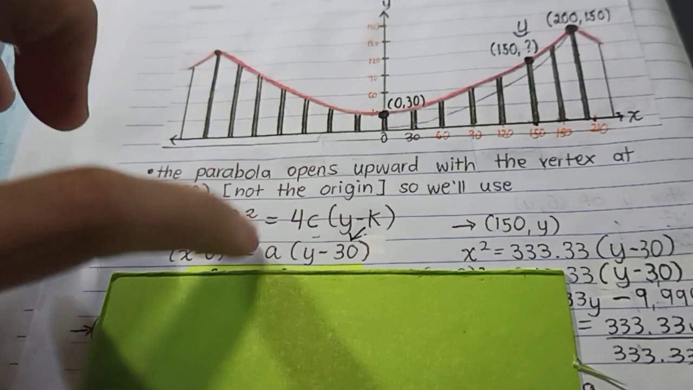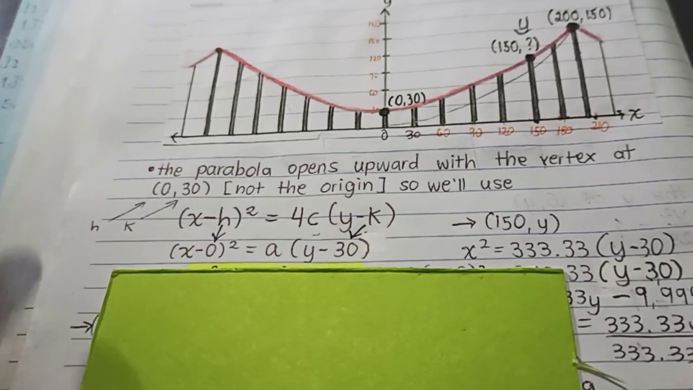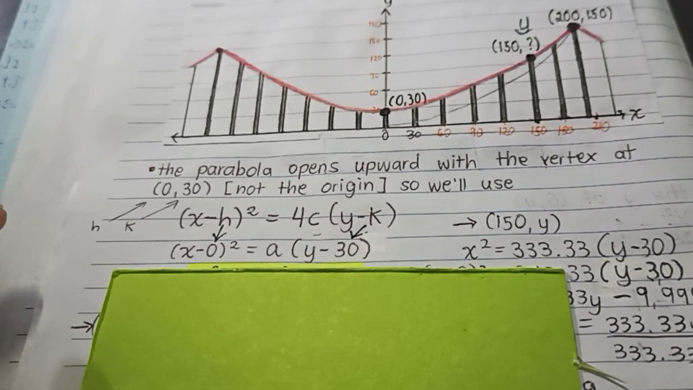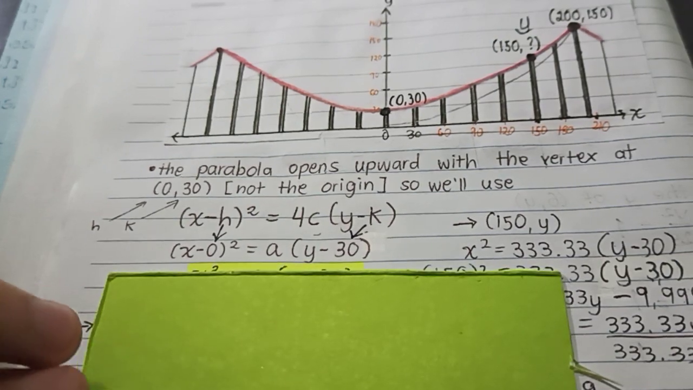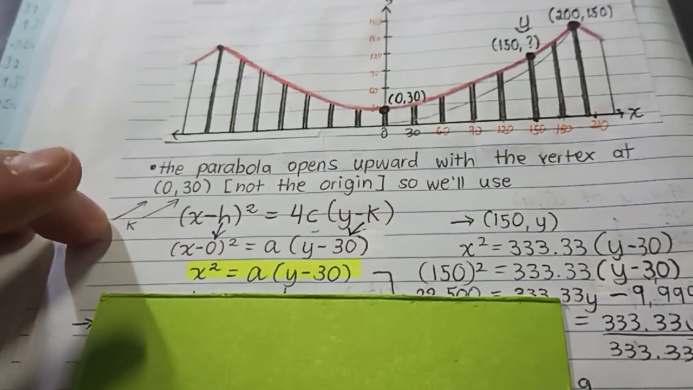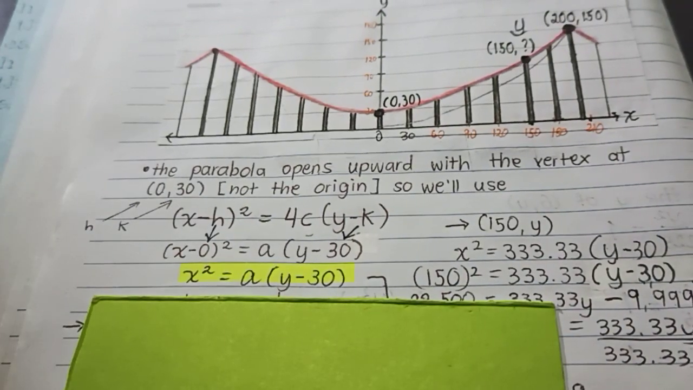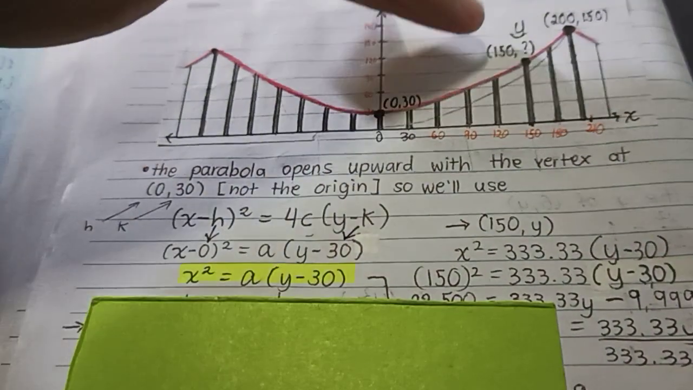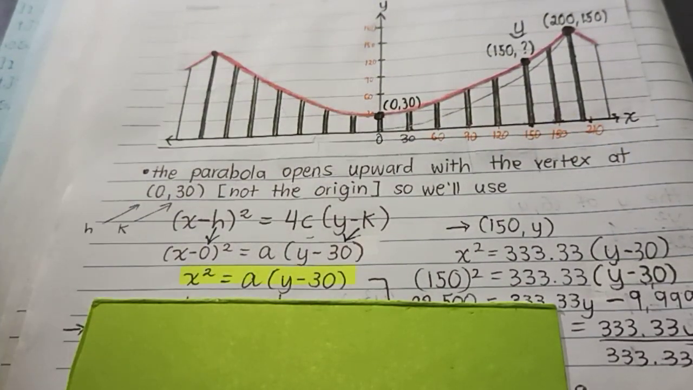So, once we know the a, we will know the exact standard equation. Because our problem here is, we don't know the standard equation. What we know is incomplete, just the h and then the k. We should know the exact value of that. So, to do that, here is our tentative standard equation of a parabola that opens upward. Why tentative? Because we don't know the a. So, we have to solve for a first before we plug in this 200, 150 and question mark.